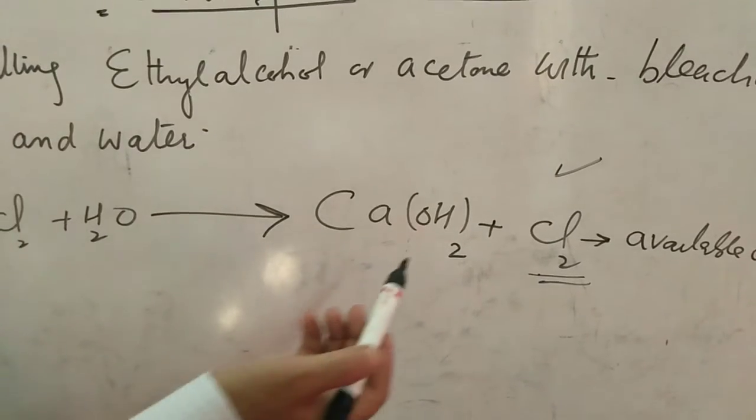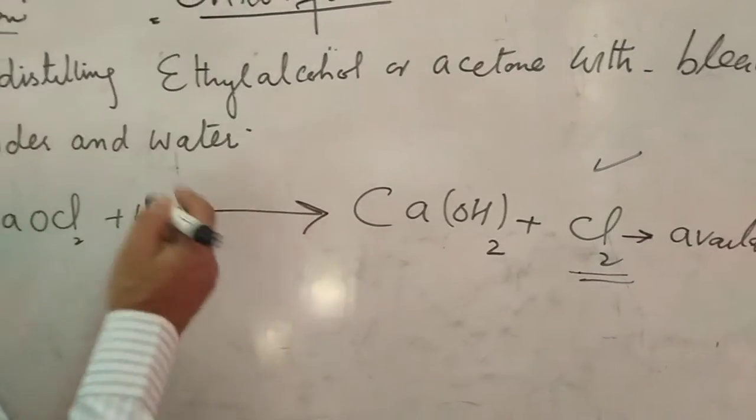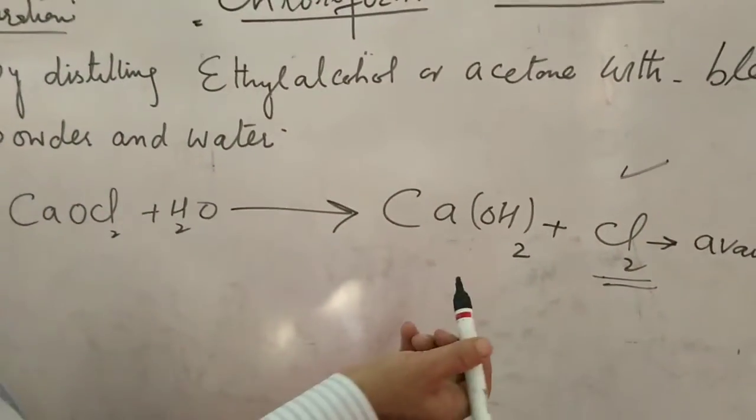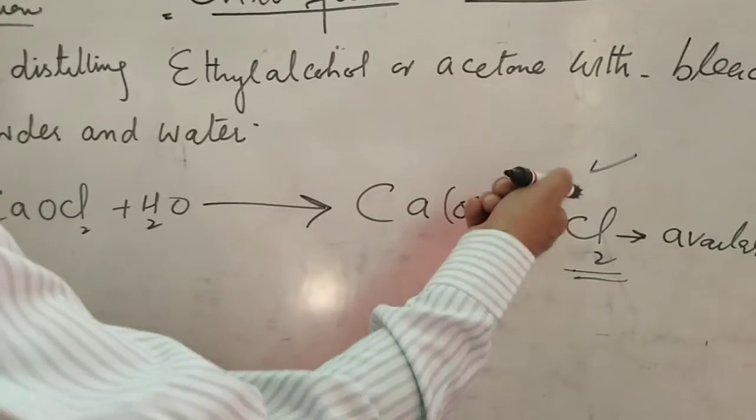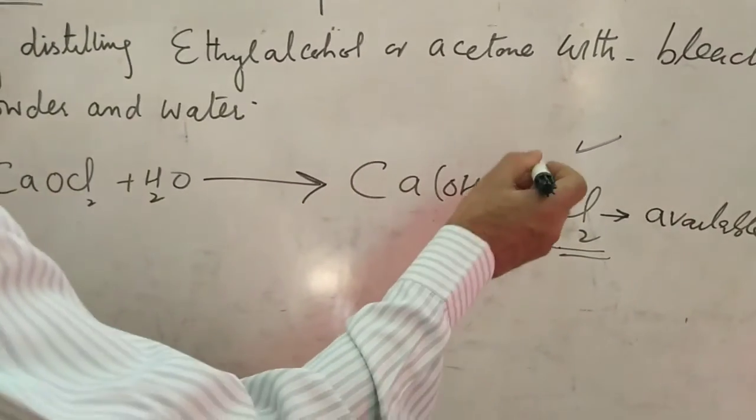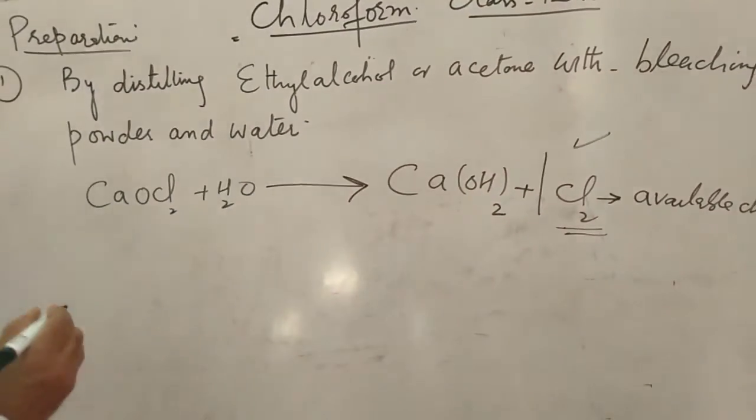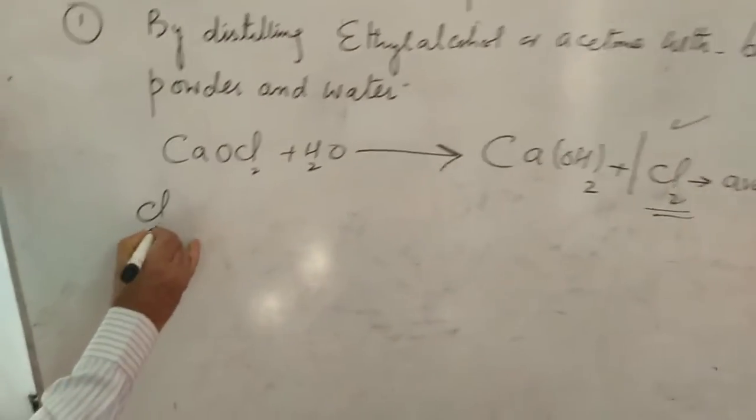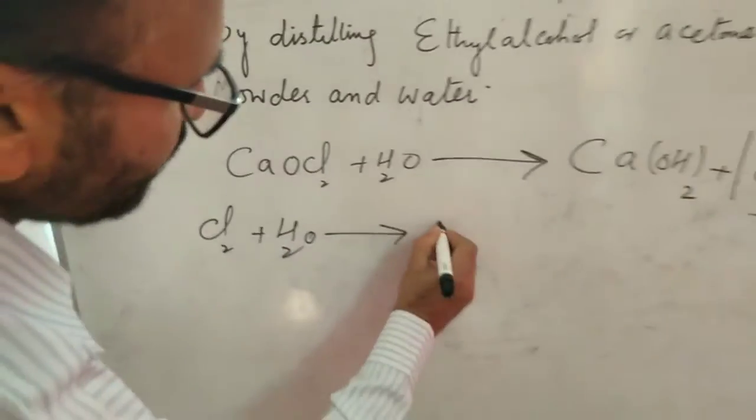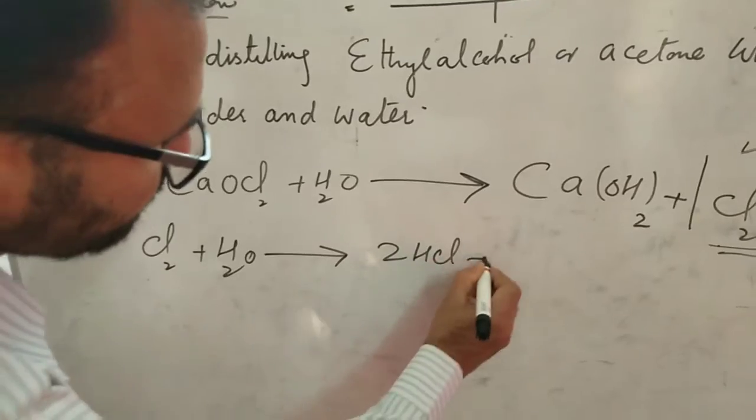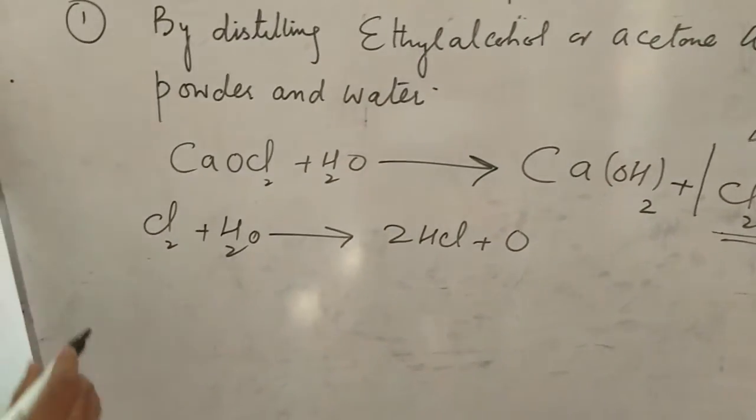Sometimes in exams a question is asked: the available chlorine from bleaching powder acts as an oxidizing agent, a reducing agent, a chlorinating agent, or an oxidizing and chlorinating agent. So it acts as both an oxidizing agent and a chlorinating agent. For example, Cl2 plus H2O gives 2HCl plus O. First of all, we will take ethyl alcohol.